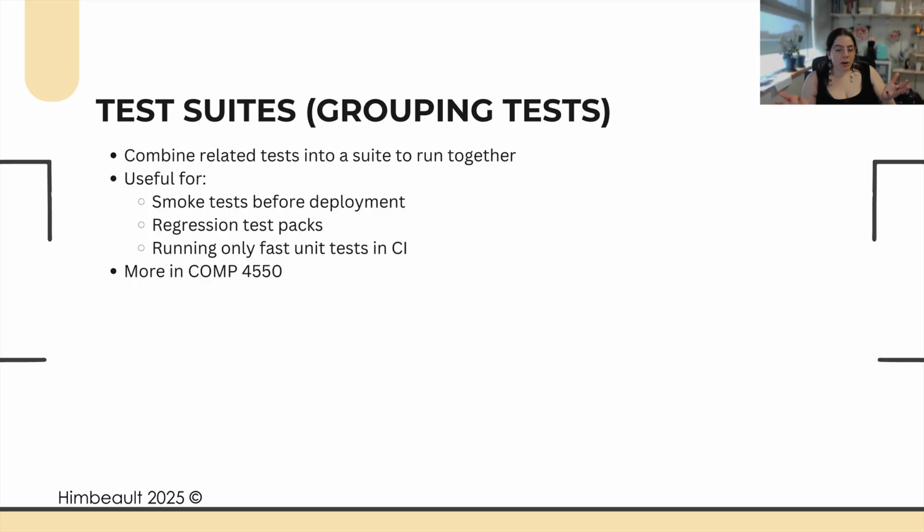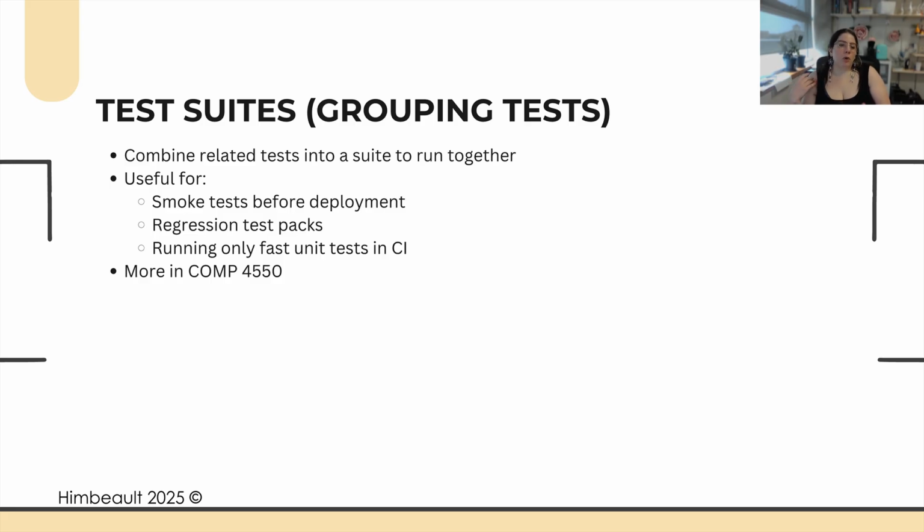So we're going to combine our related tests into a suite to run them together as much as we can. This is very useful for things like smoke tests before deployment, so just doing our once over before we actually release and deploy our code. It's also useful for regression test packs, so actually making sure that things work before we make any big changes to it, and then when changes come in, we can run our regression again and make sure we didn't break anything.